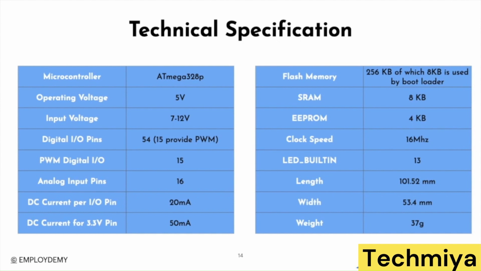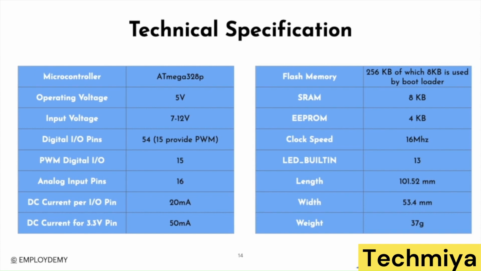What is the flash memory size? Because this is a relatively huge board, it has 256 KB of flash memory, of which 8 KB is used for the bootloader. Now the static RAM here is 8 KB, which is more than any other board. EEPROM is also 4 KB. We have a clock speed same as the Arduino Uno, 16 megahertz.